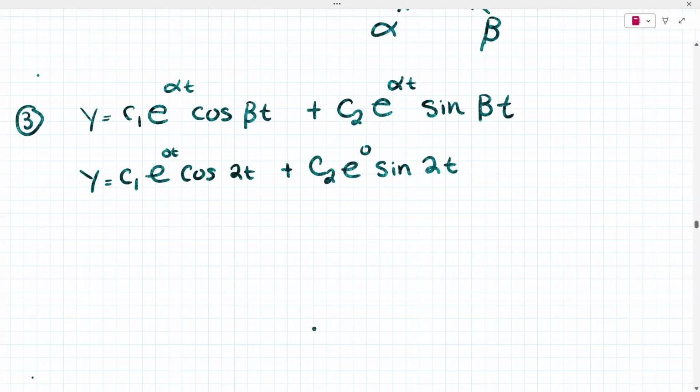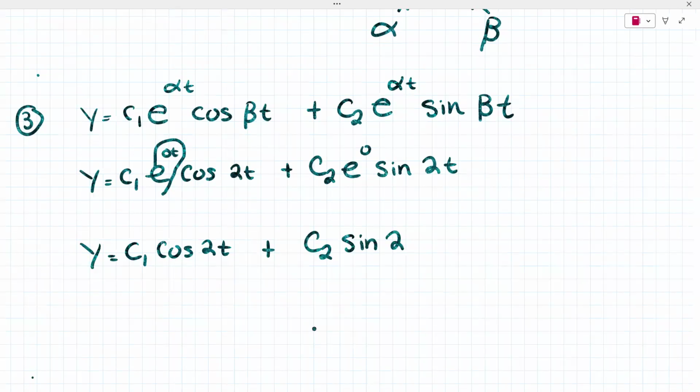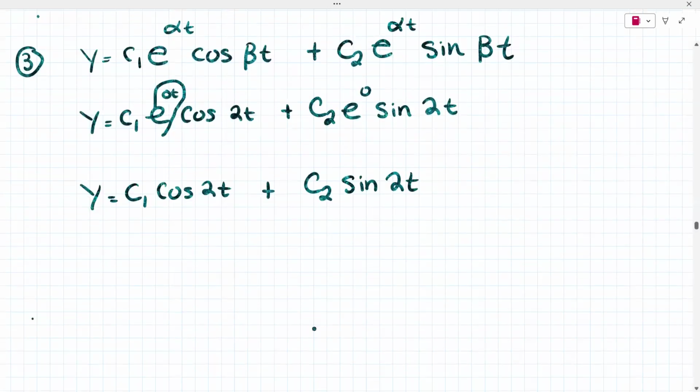Okay, e raised to 0 is just 1. Anything raised to 0 is 1. So this is going to be y equals c1 cosine of 2t plus c2 sine of 2t. Since we don't have e to the negative t in our answer, this is considered a steady state term, which will never approach 0, right?